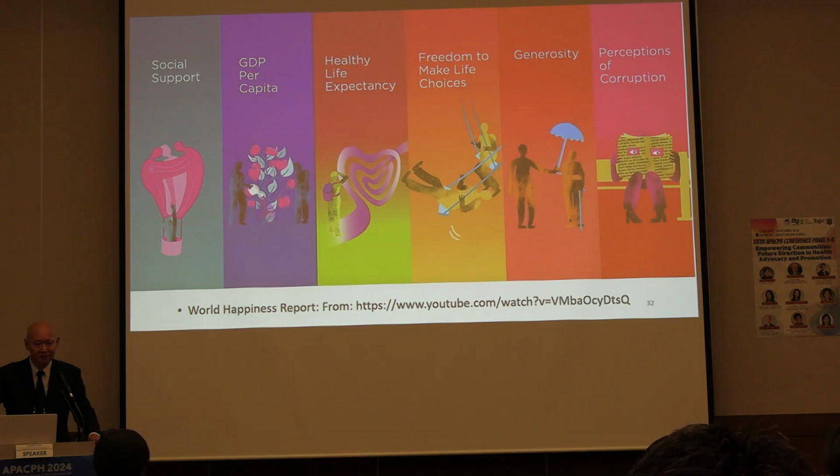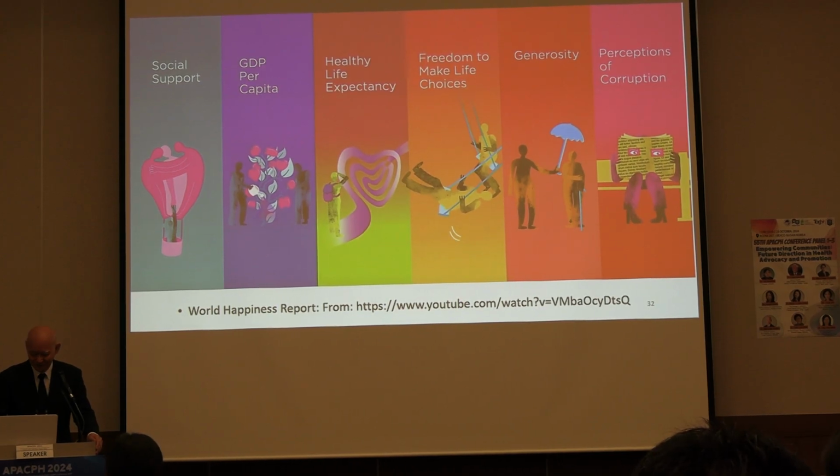So I thought maybe women's empowerment in Japan can improve social support, healthy life, and the freedom to make life choices, generosity, perceptions of corruption. These things we are still behind. So maybe women's empowerment in Japan can make these indicators much better. So this is the World Happiness Report.